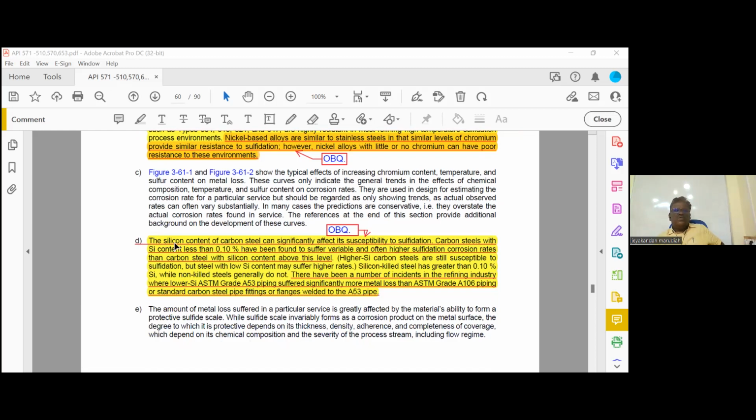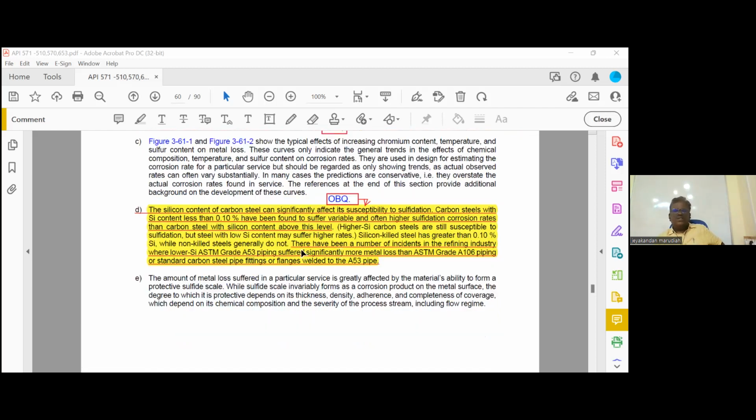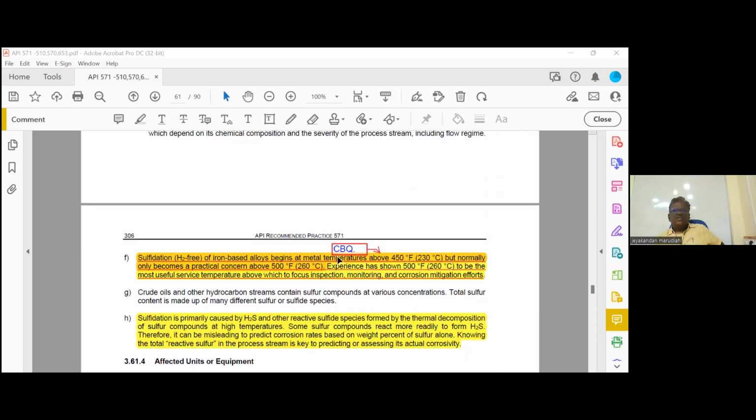Then D, I told you, the silicon content of carbon steel can significantly affect the rate of sulfidation. Carbon steel with silicon content less than 0.1% has been found to suffer variable and high sulfidation. For example, they are given in this sixth line, you can see, there are a number of incidents. Lower silicon A53 pipe suffered significantly more metal loss than A106 pipe. The next one is another very important one. F. Sulfidation of iron-based alloys begins at metal temperature above 450, but normally only becomes a practical concern above 500.